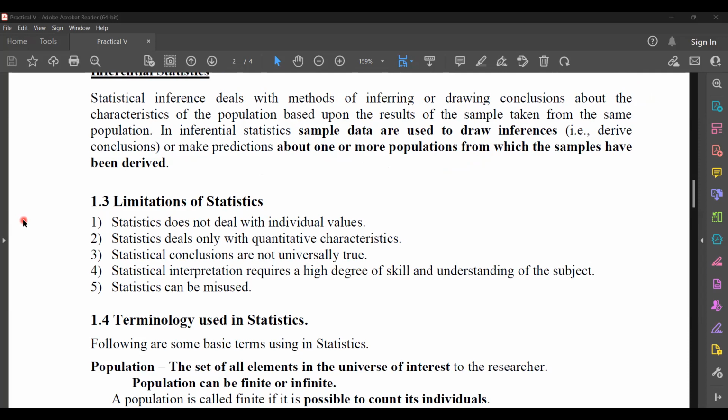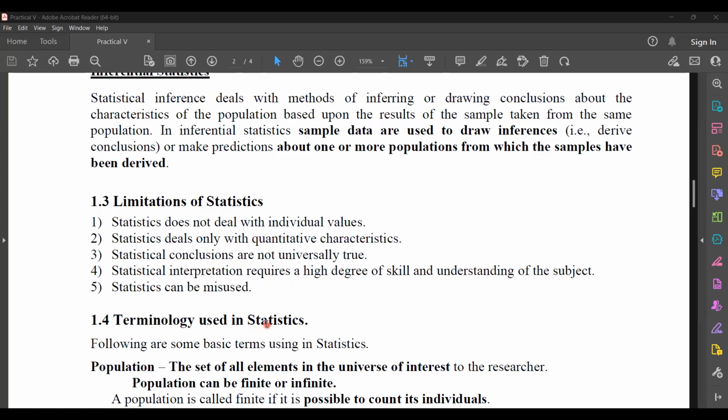Right, and likewise, there are certain limitations. Among them, the fifth one is very common in our country. Statistics can be misused mostly, right? Whether certain parties are aware about statistics or not, they are misusing these statistics. So this is kind of a limitation of statistics.